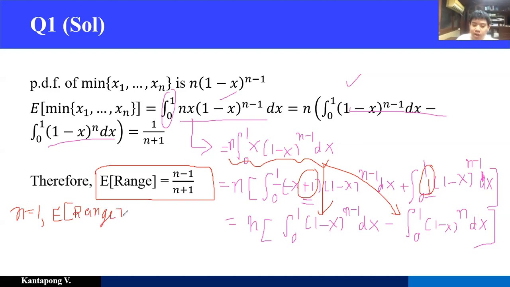Do you get this one? 1 minus 1 over 1 plus 1 is 0. Yes. Okay. So if n is equal to infinity, and we get an infinite number, the range must be 1, right? 1 minus 0. Do we get that?